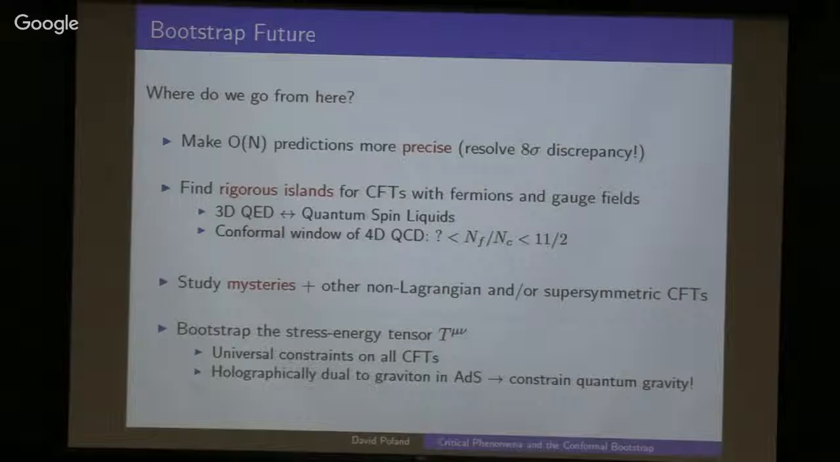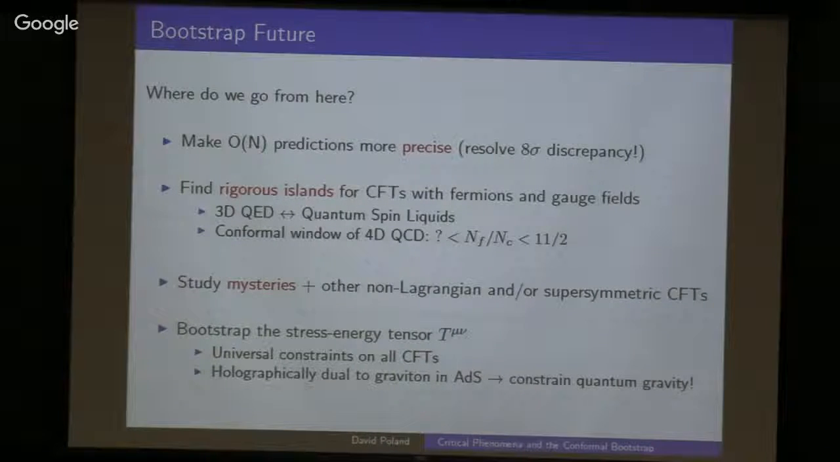So finally, let me mention one other interesting future direction that we're starting to set up, which is to bootstrap the stress energy tensor. Okay, the stress energy tensor is an operator in every local conformal field theory. It tells you how the theory transports energy. It really plays a fundamental role in the structure of the theory. It tells you how to couple the theory to gravity. And by studying the stress energy tensor, first of all, you can learn about universal constraints on all CFTs, because all local CFTs should have this operator.